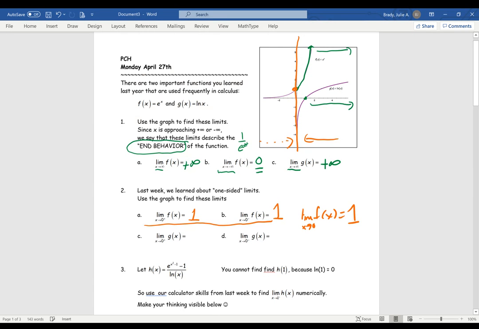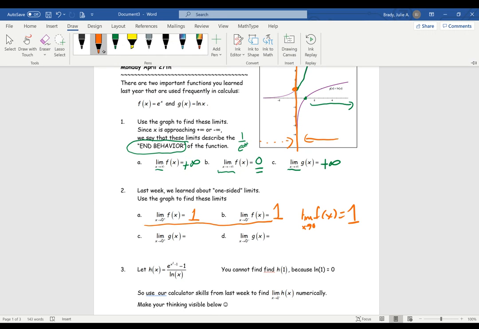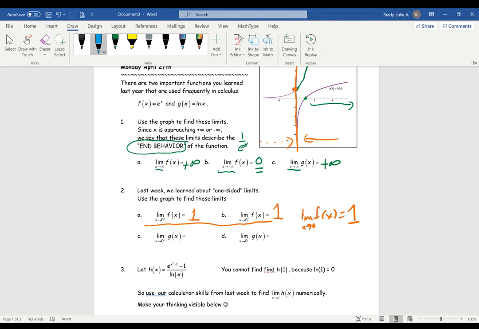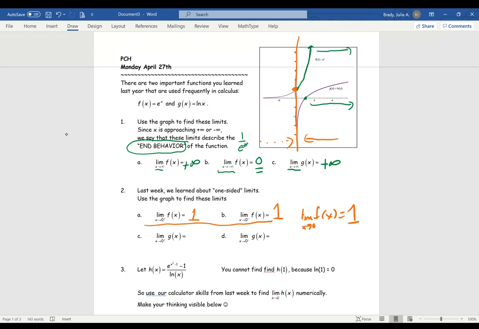Now it's a little different if we look at ln of x, because if we approach from this side, the closer and closer we get to the y-axis, the lower and lower the outputs for ln are going. So that is negative infinity. But if we try and come from the other side, there's no points there. There's no outputs if the input's negative. So we say that this limit doesn't exist. So the DNE stands for does not exist.